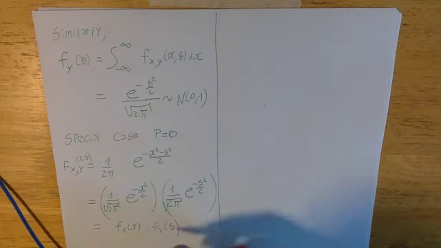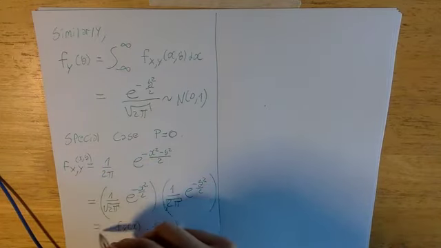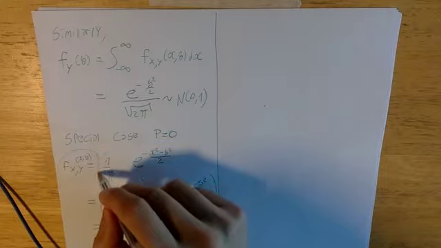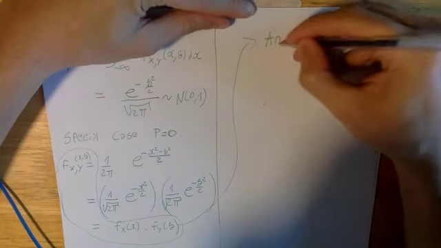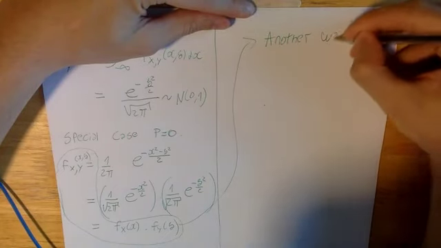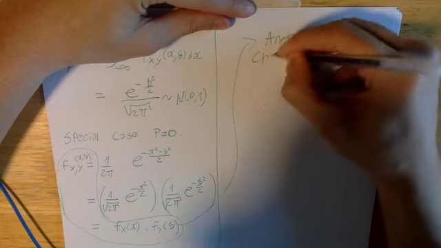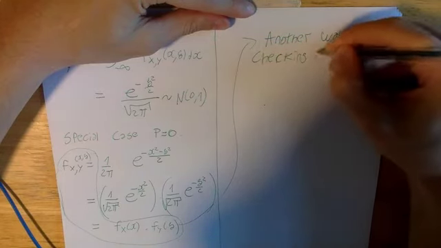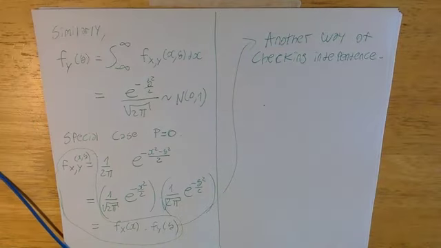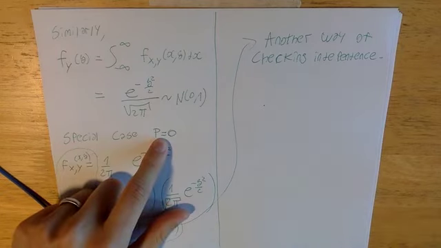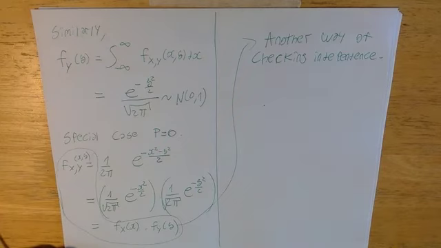Okay, and this equality here is another way of checking independence. So when p is equal to 0, x and y are independent.